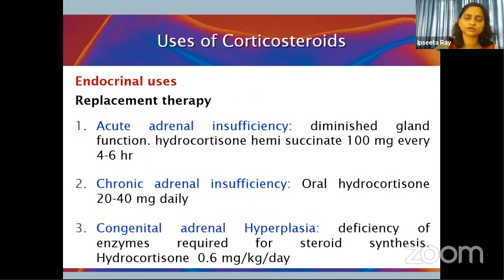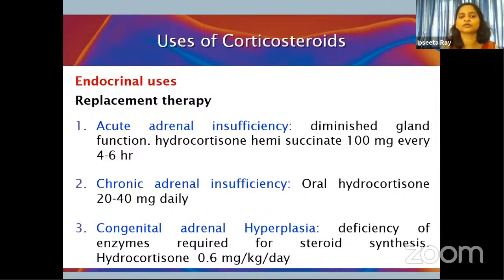Uses of corticosteroids, this is very, very important. We classify the uses into endocrinal and non-endocrinal uses. First, as replacement therapy in deficiency states, where there is a deficiency of corticosteroids and you want to supplement exogenously. Which are those conditions? Adrenal insufficiency, basically because of diminished gland function. Here it could present as an acute crisis, which is a medical emergency.